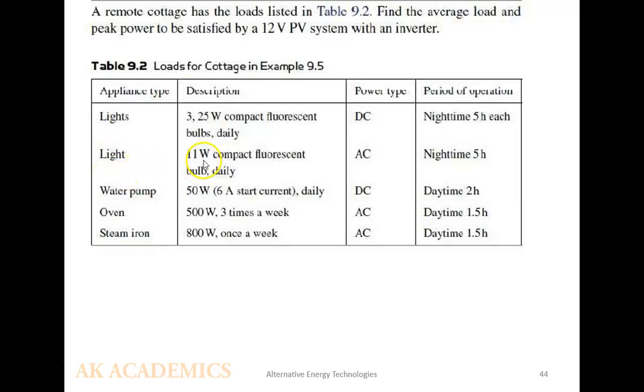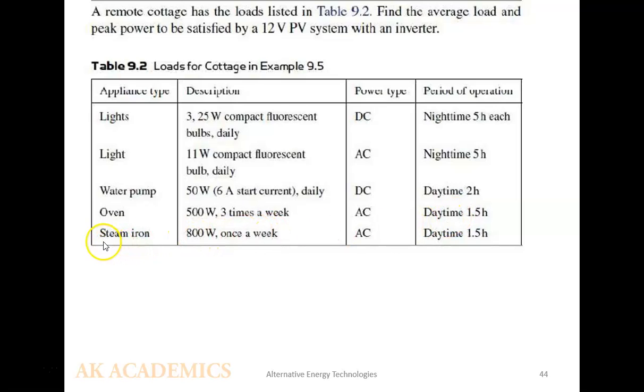Then we have the second light, which is an 11 watt compact fluorescent bulb. It is also used daily, but requires an AC power, and it is also used in the night for 5 hours. Again, we have a water pump, and it is used on a daily basis too, requires a DC supply power. It is used during the day for just 2 hours. We have an oven, which is 500 watts power rating, and it is used just 3 times in a week. So this is used weekly and just 3 times in a week. And then it requires an AC supply of power, and it is used for just 1.5 hours during the day.